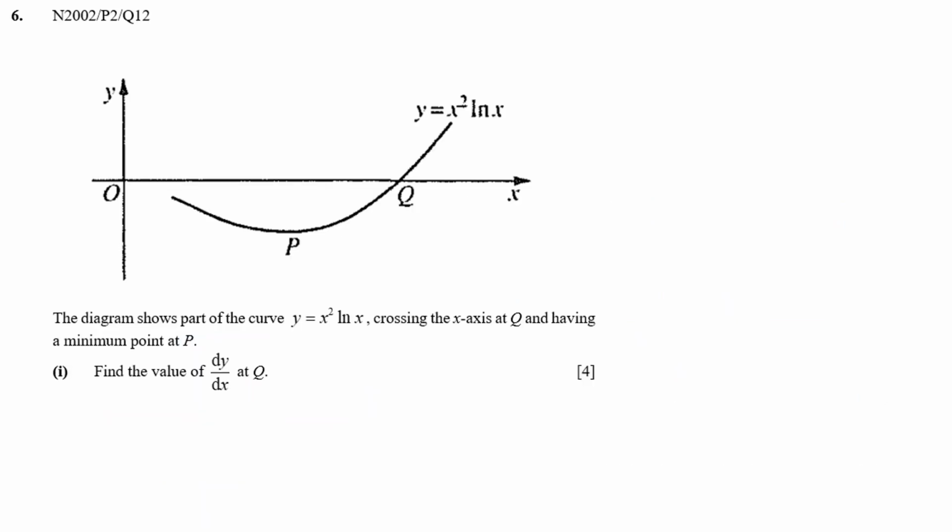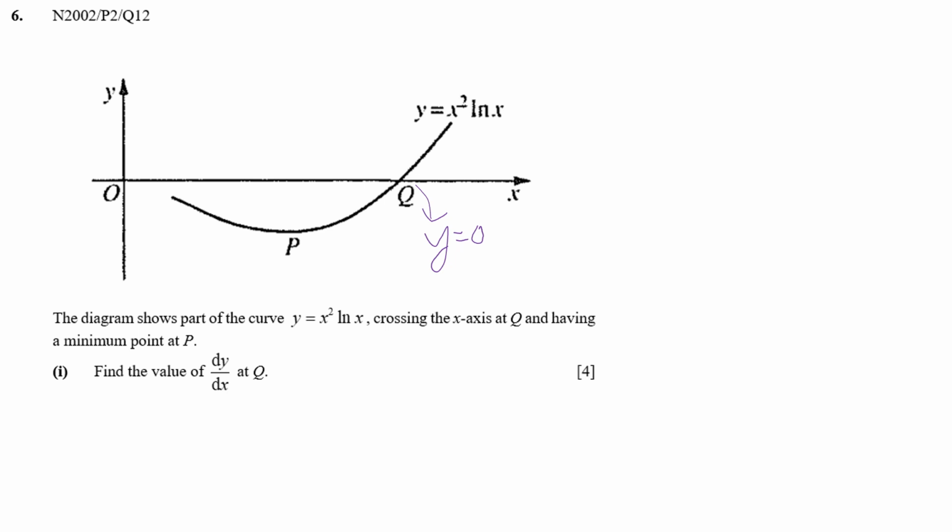Right, let's look at the second last question. The second last question has 3 parts. The first part is just to find dy/dx at point Q. But if you look at point Q, we know that the y coordinate is equal to 0, and you're not given the x coordinate. So we will need to let y equal 0 to find my x coordinate. But before we do that, let's find the gradient function first.